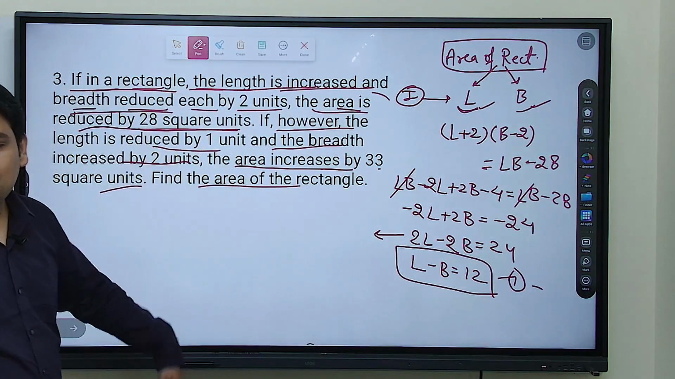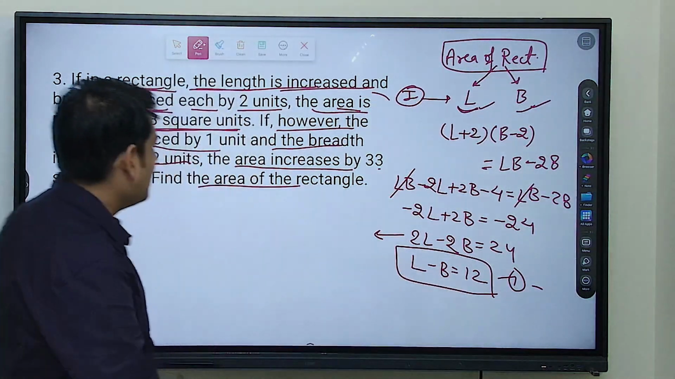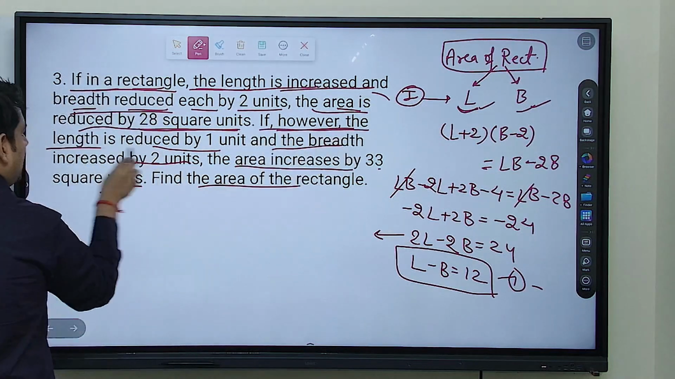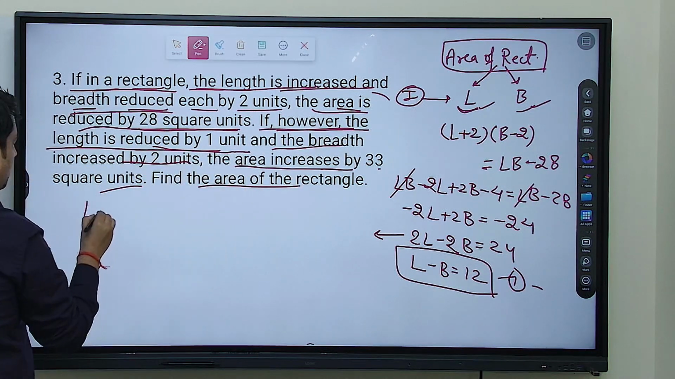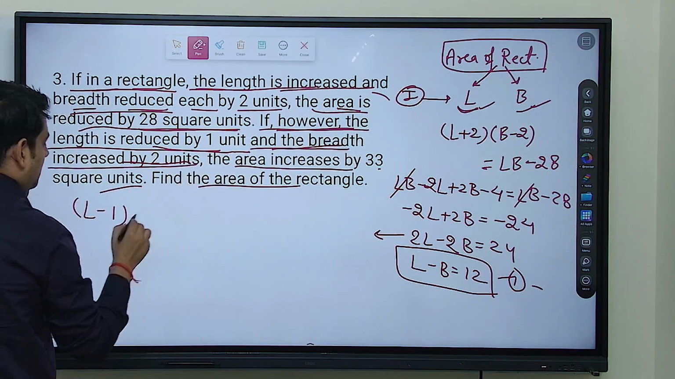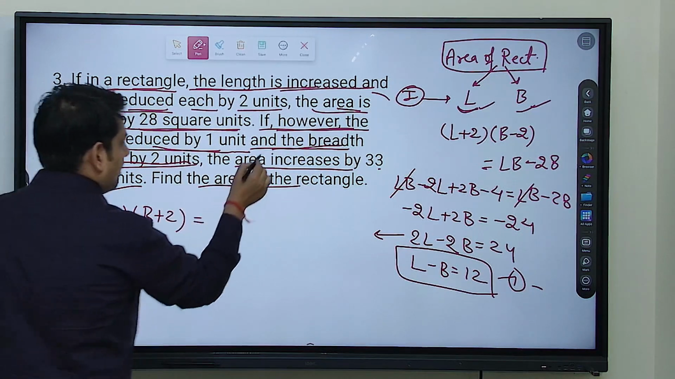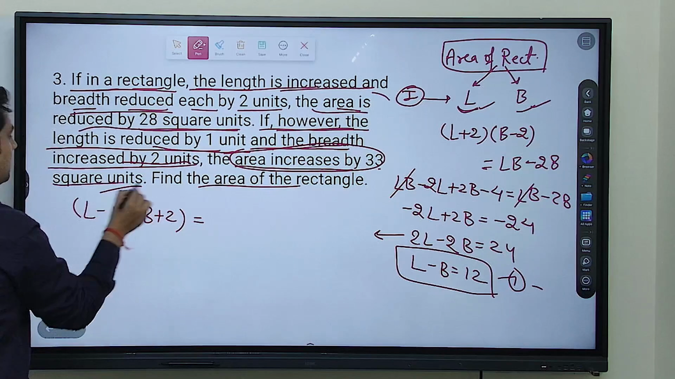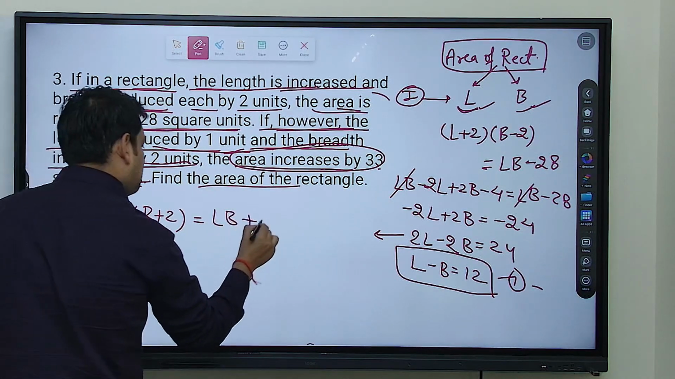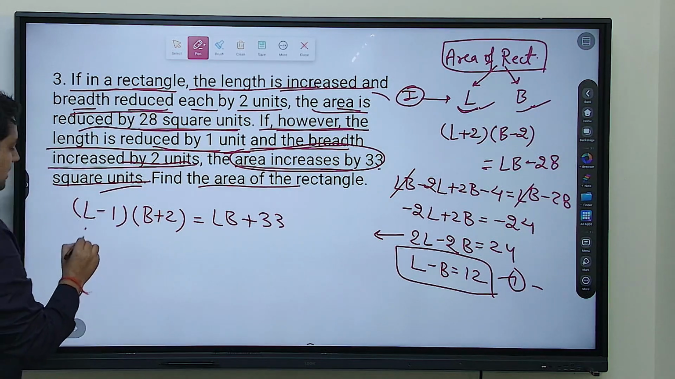Now similarly we'll form the second equation also. This becomes your first equation, L minus B is equal to 12. Let's form the other equation. If however the length is reduced by 1 unit, okay, let's reduce length by 1 unit, and breadth is increased by 2 units, the area increases by 33 square units. That means the area initially was LB plus 33. That's it. Let's solve this also.